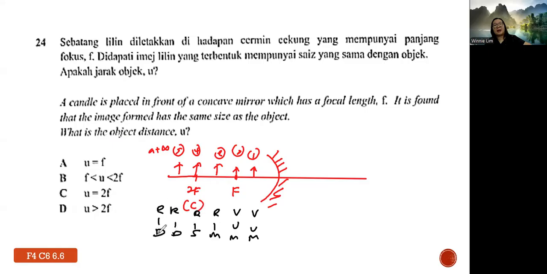So they want what? Same size. M is magnified, D is diminished. So case 4, that means your object must be at where? At 2F, exactly at 2F. So if you know how to construct the ray diagram and remember this, then it is easier to capture the idea, whether for a convex lens or a concave mirror.